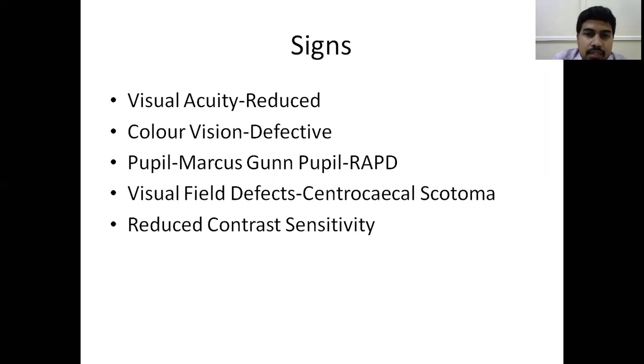Similarly, Marcus Gunn pupil or RAPD, relative afferent pupillary defect. So the direct reflex is abnormal, but the indirect or consensual reflex is normal. We have discussed this in detail in the previous class. And visual field defects: there is a centrocecal scotoma, that is, the central part of the vision is gone. And there is a reduced contrast sensitivity.